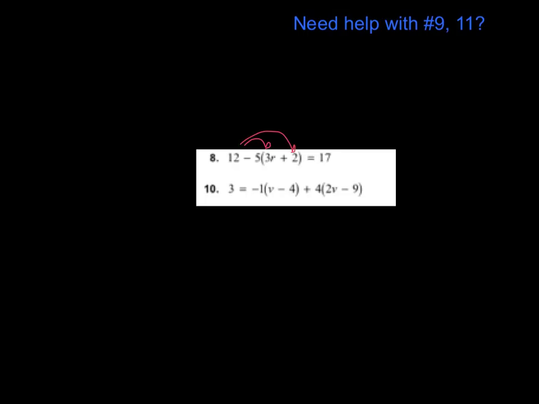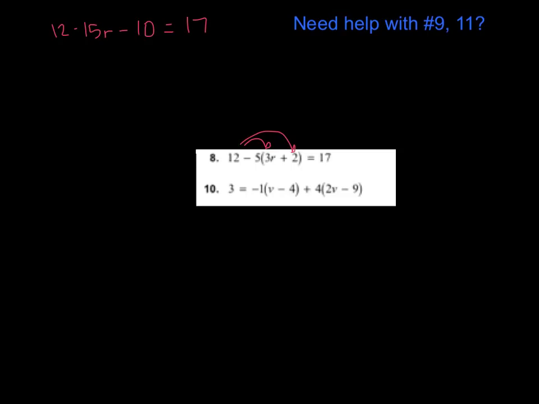So I'm going to rewrite my problem. I have 12, and then negative 5 times 3r is negative 15r. And then negative 5 times 2 is negative 10. And then that equals 17. Okay, so from here we need to combine like terms. Notice, I know they're like terms because they're on the same side of the equal sign. I have two constants here.